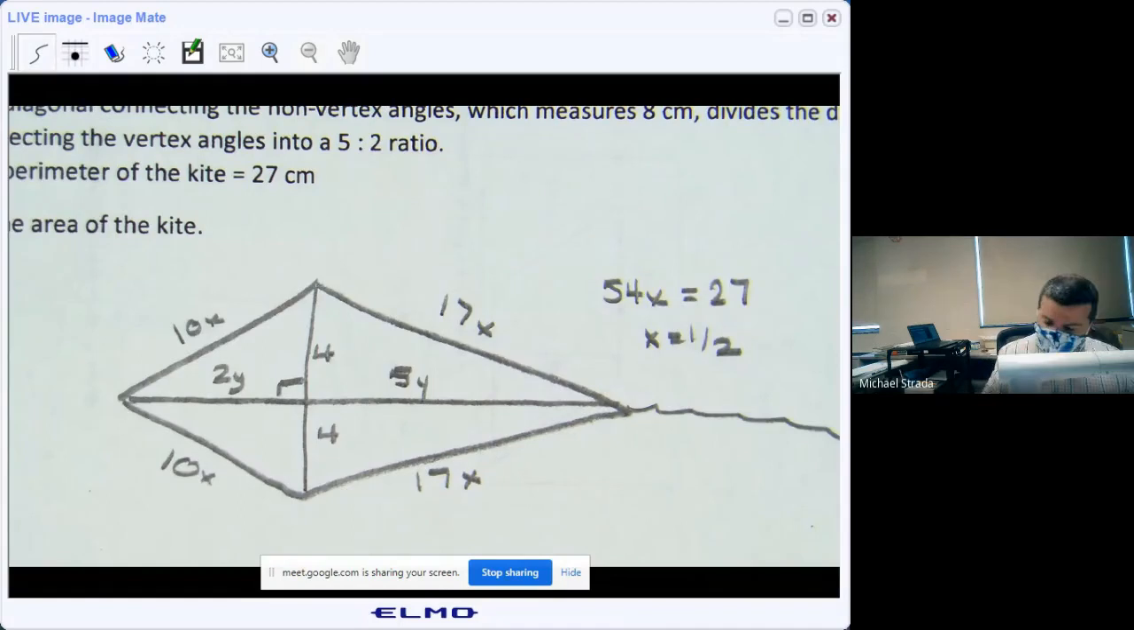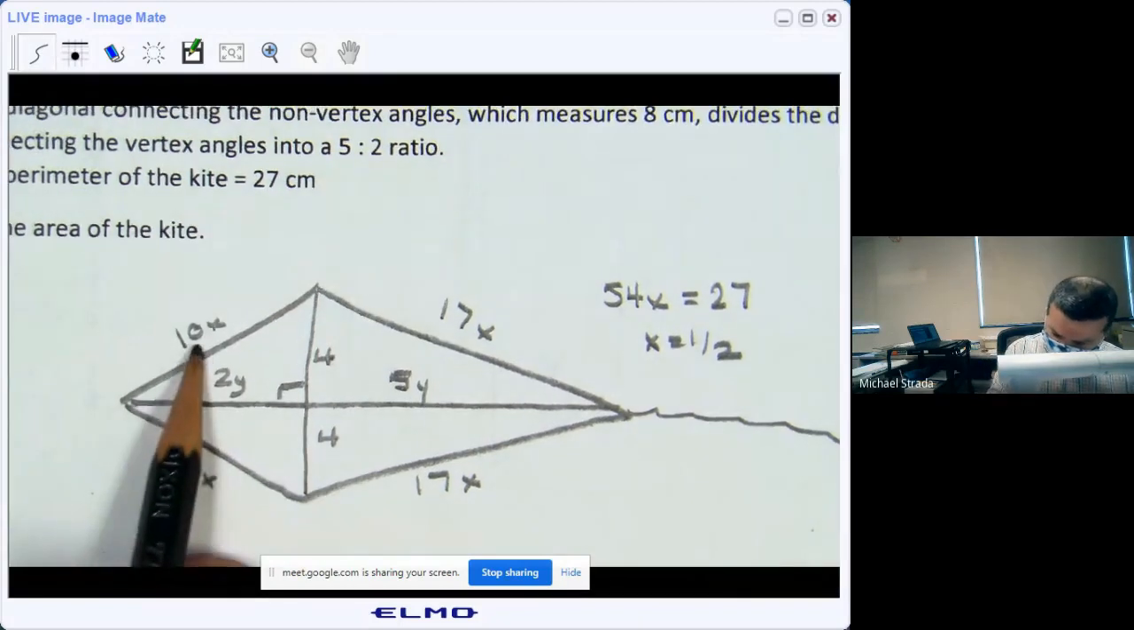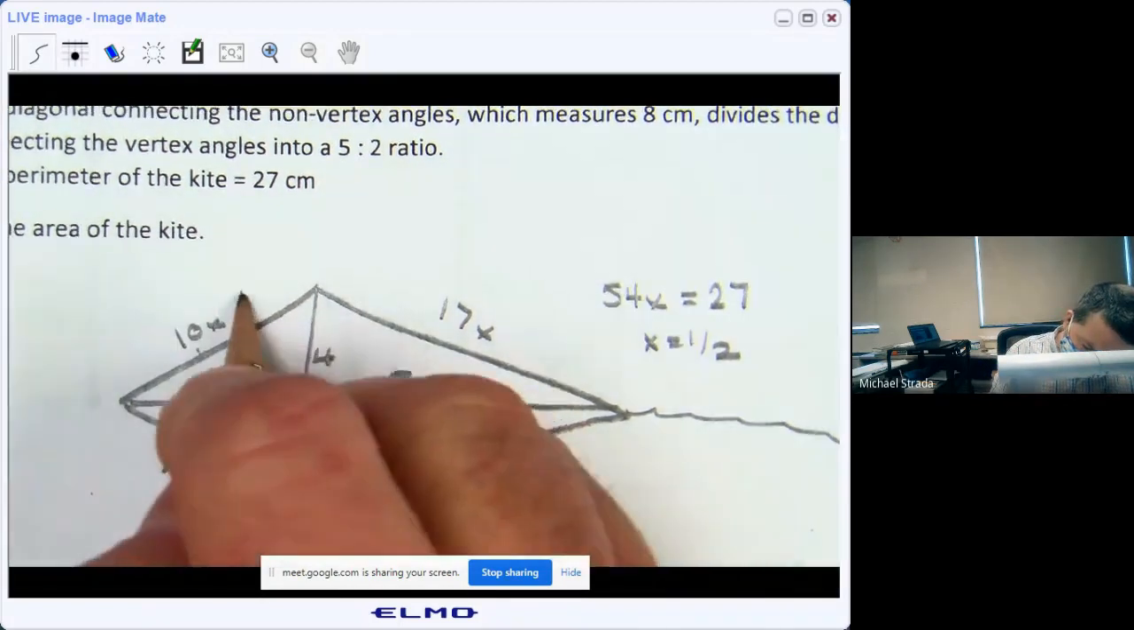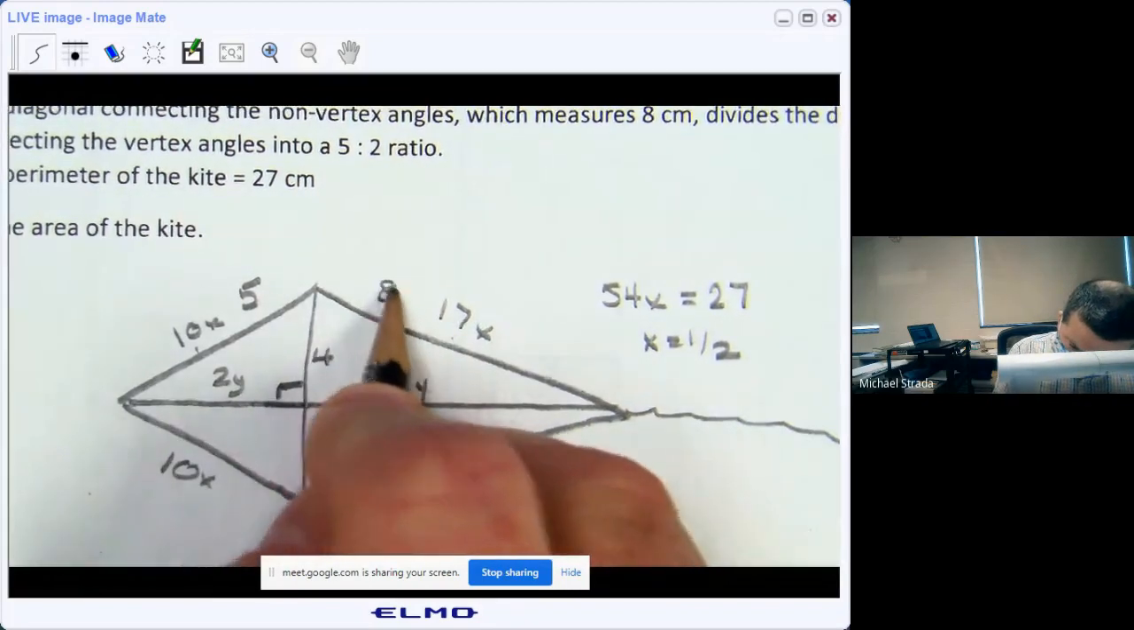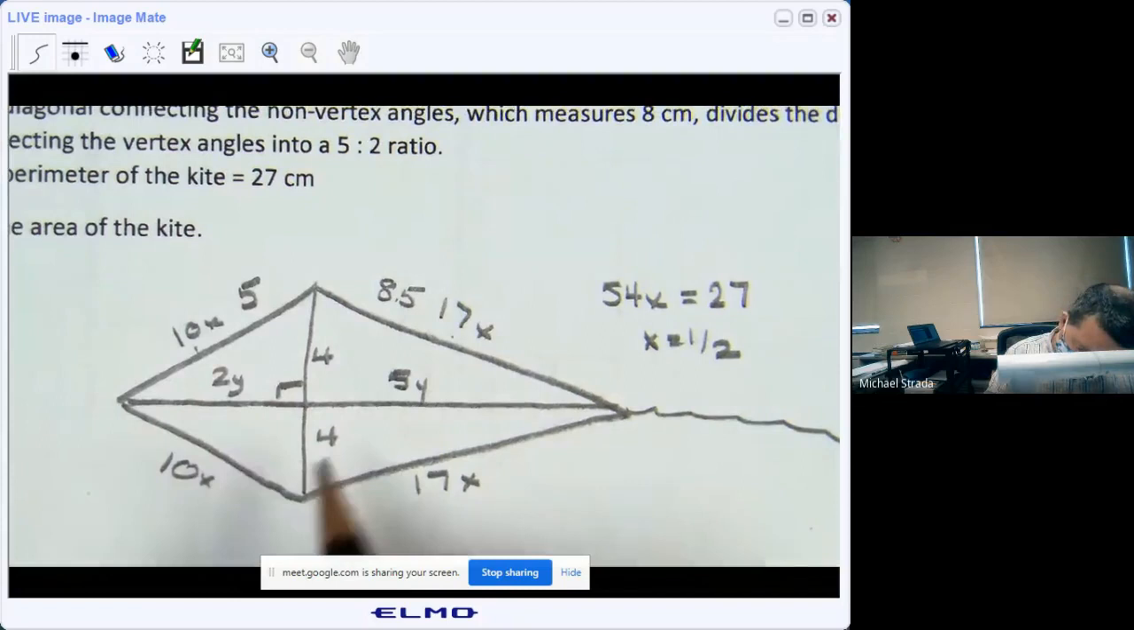All right. And then we're going to plug that back in. What's half of 10? 5. What's half of 17? 8.5. And 5.